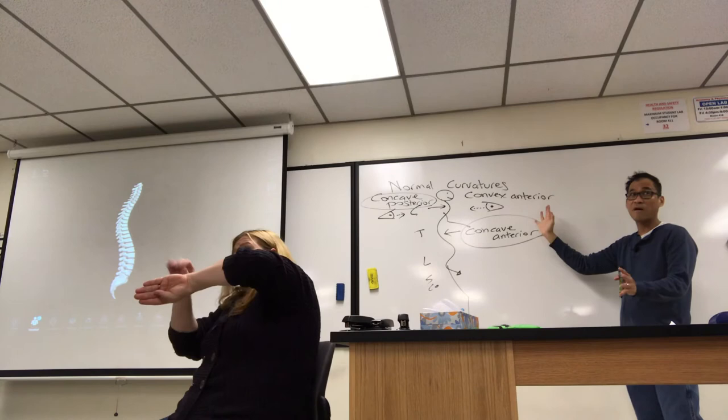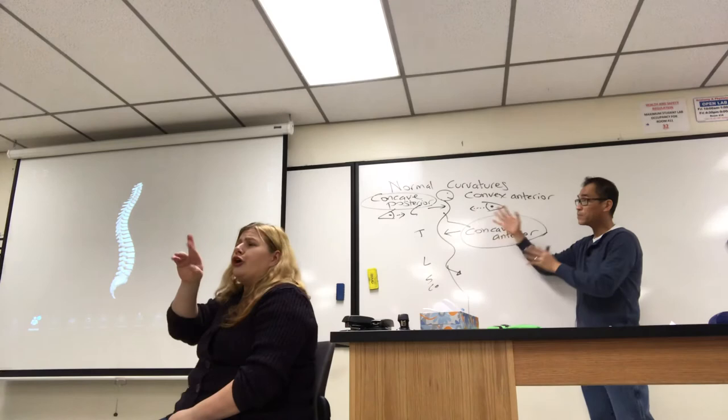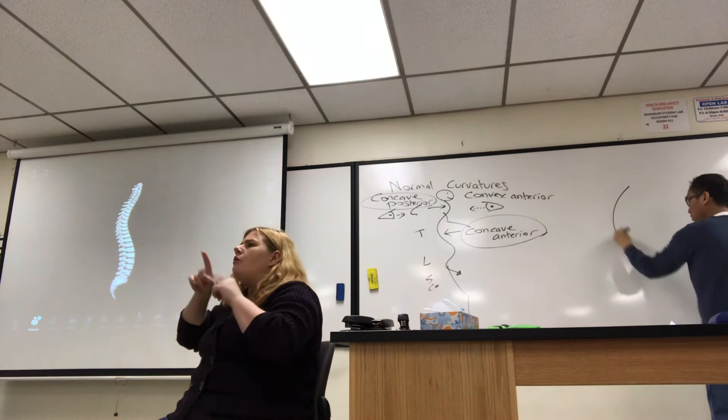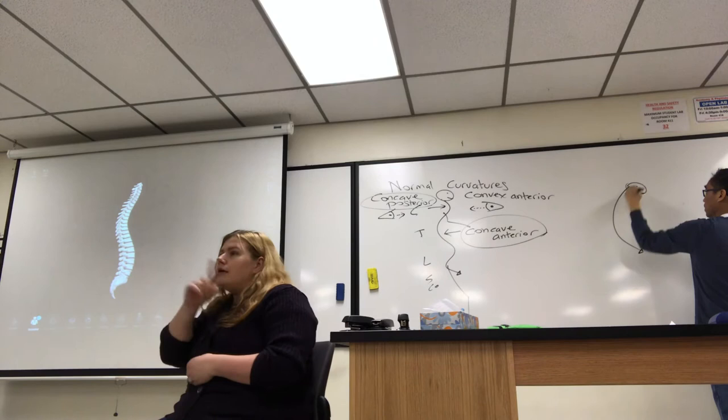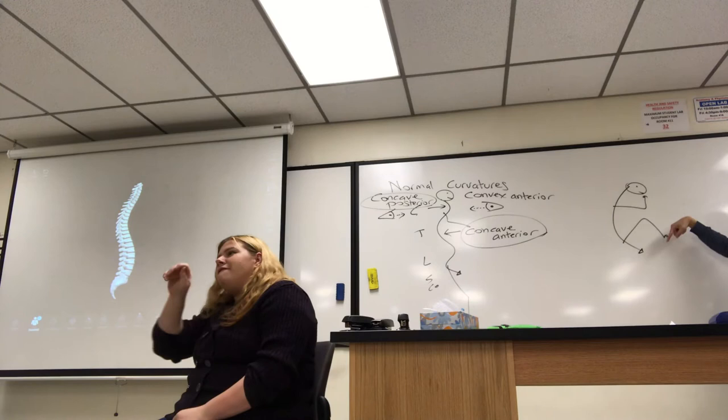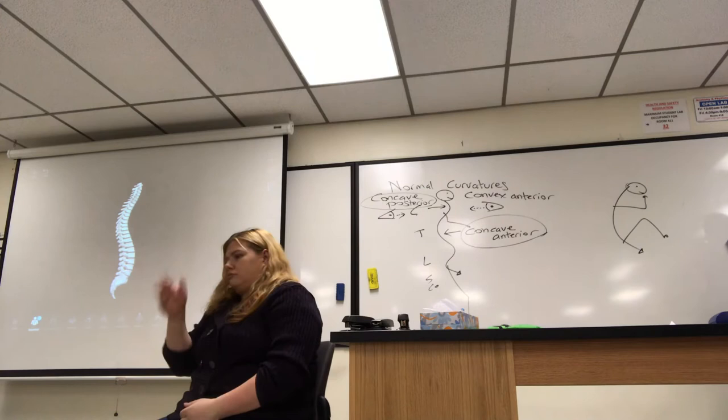I'm going to move on. Okay. Well, this is a normal adult. Let's back up: when you're in the womb, a fetus, you have one curve. There's you in the womb, in the fetal position, right? And it's just one curve. This was the curve that was there first, and they call this the primary curvature, because it is there first.